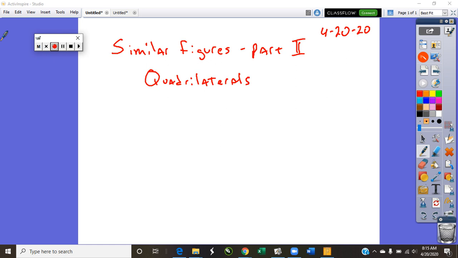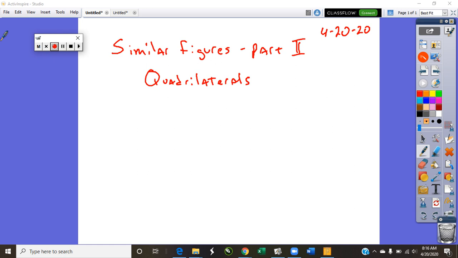Okay, so last week we did similar triangles. We were able to find missing sides of a similar triangle by using an indirect measurement, and we were able to set up proportions. Okay, we're going to do the same kind of thing, but we're going to do this with quadrilaterals today.